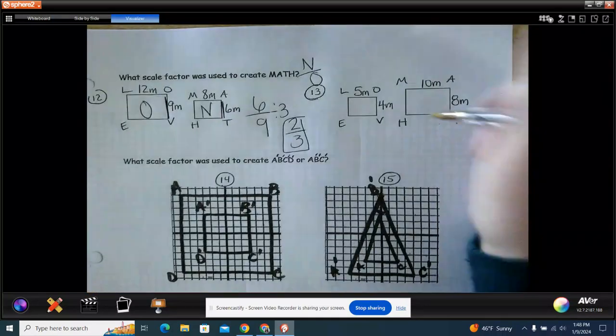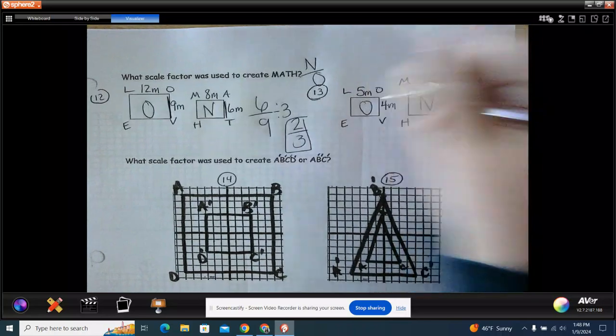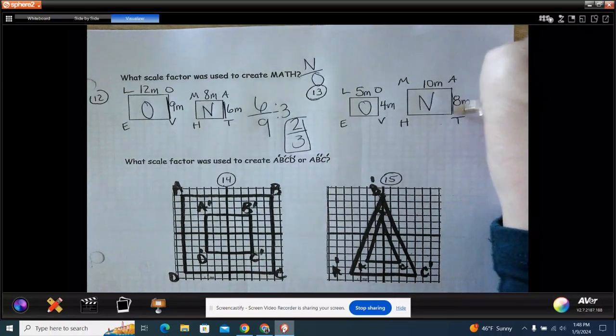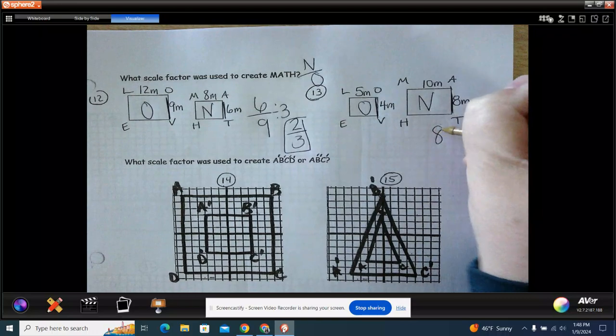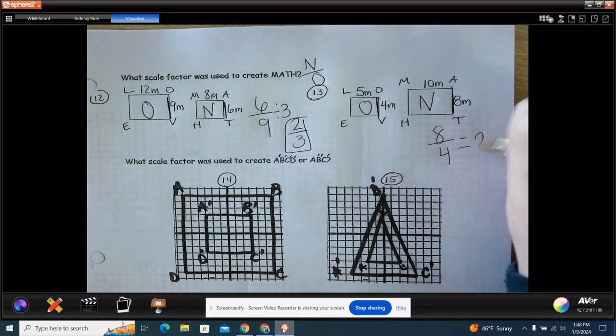Do the same thing on number 13. My new image is the one that's being created, which is our math. We take your new image divided by your original. So that'd be 8/4. So my scale factor is 2.